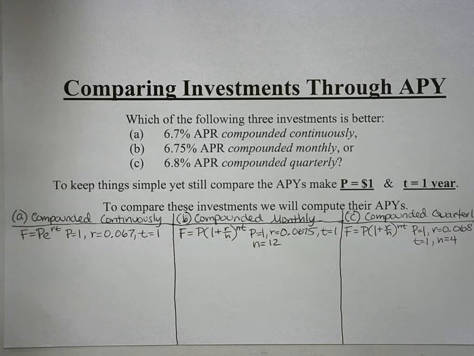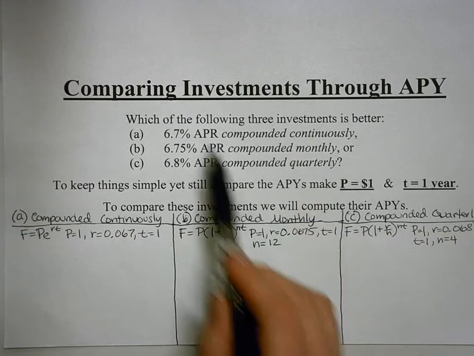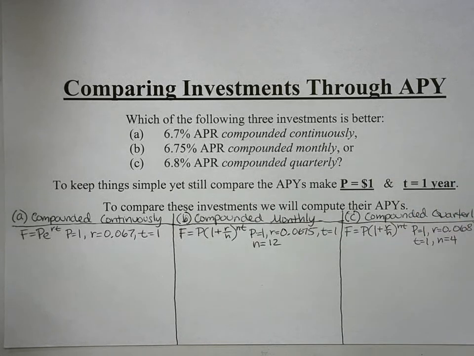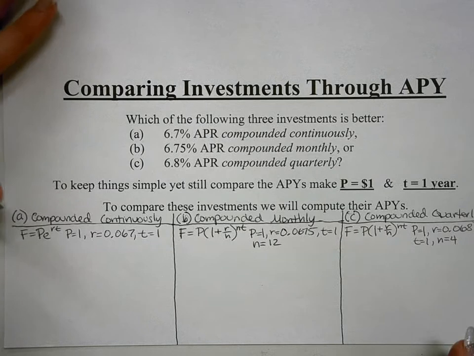And so that's really what the APY is. When you're dealing with different values of n and different rates, the APY is the common yardstick that tells you exactly what is the best deal. So we're going to go ahead and do that with these 3 different examples. We're going to figure out which one is the best investment.